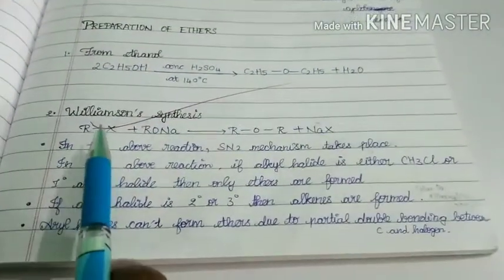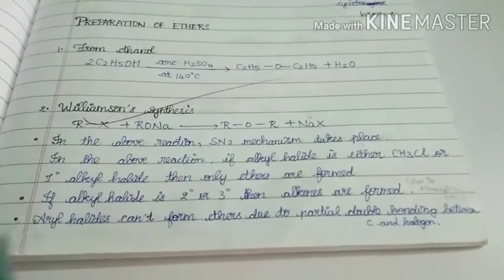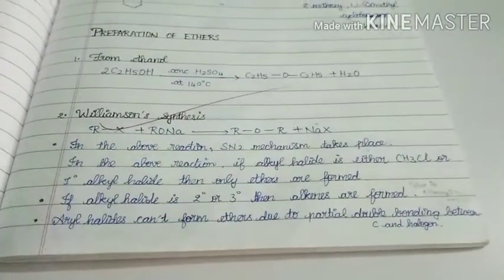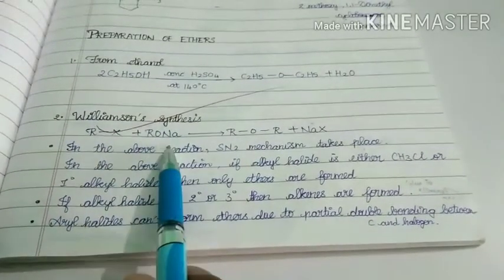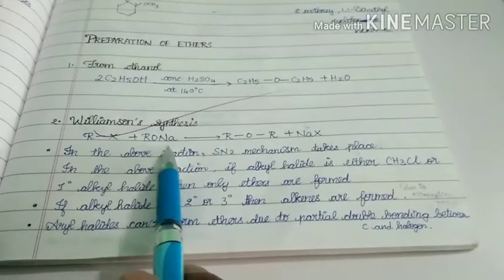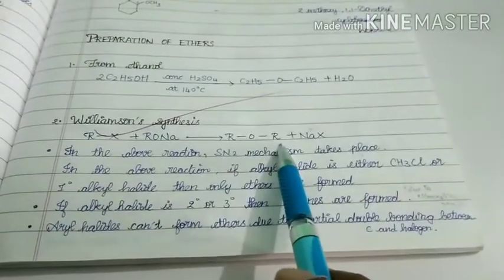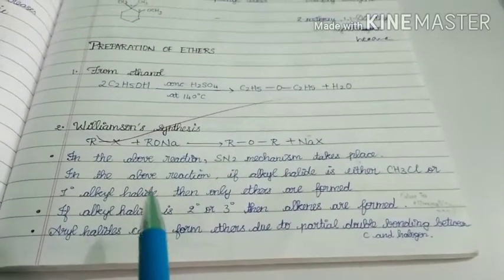Next preparation method is Williamson synthesis. This is also discussed in alkyl halides. How are ethers formed from alkyl halides? When alkyl halides react with sodium alkoxide, then ethers are formed. That is called Williamson synthesis. This is one of the named reactions.